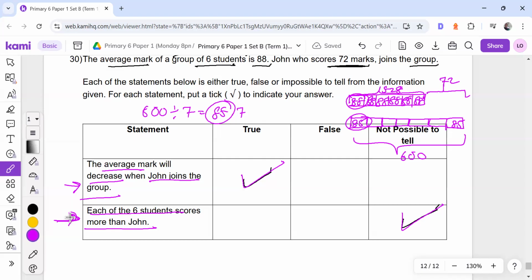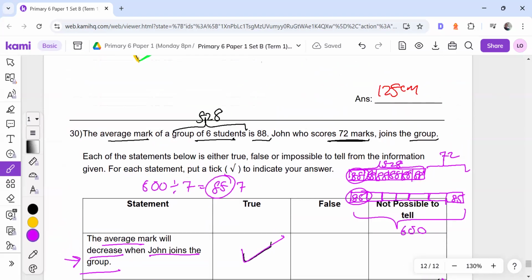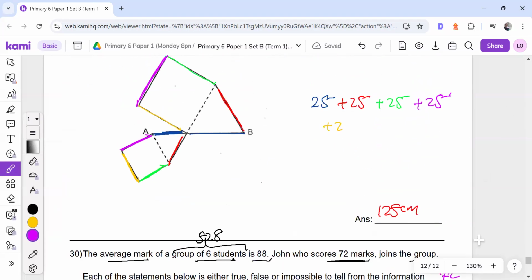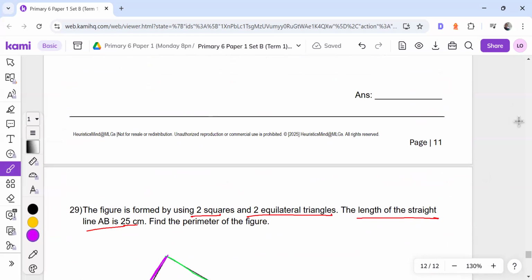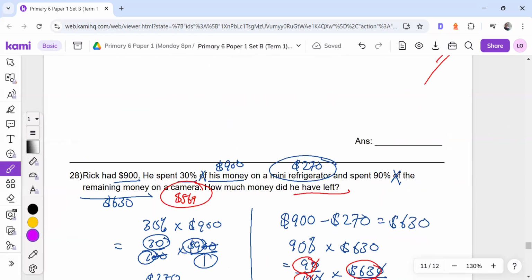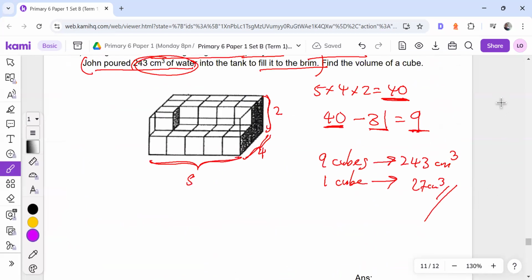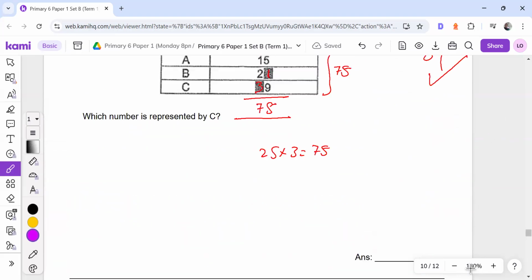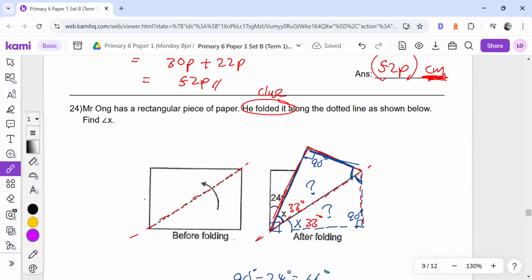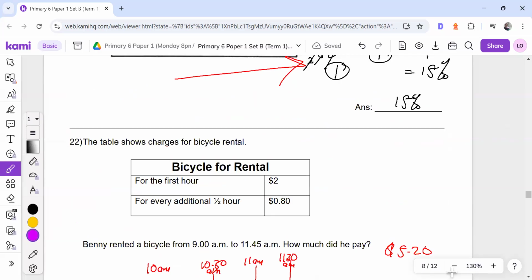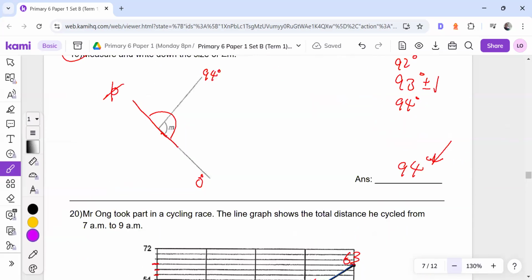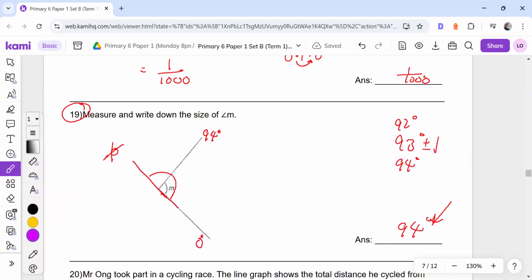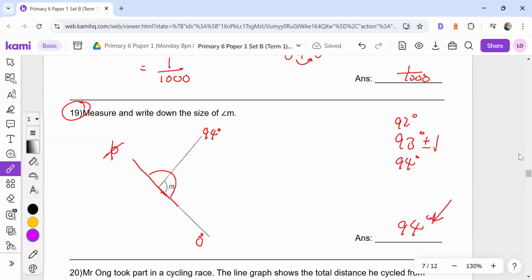Yeah, Chavez, do you want to ask? Okay, Ruben, any questions to ask me? Oh yeah, you got a question to ask me, right? For which one? Question 19. You got 95. Oh yeah, the protractor, right?